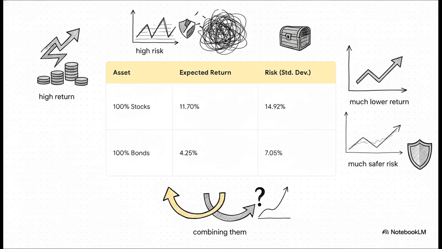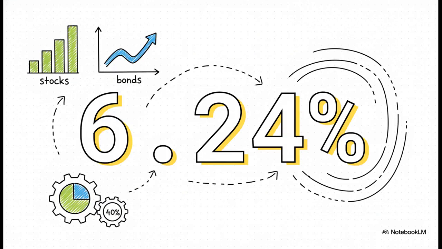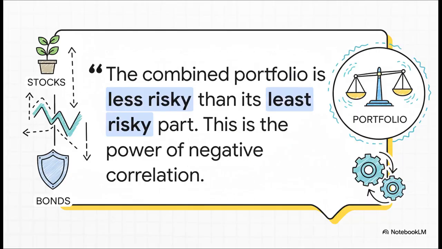So what happens when we mix them? Well, if we build a portfolio that's 60% stocks and 40% bonds, the combined risk suddenly drops to just 6.24%. I mean, look at that number again. Let that sink in for a second. That's right. The combined portfolio is actually less risky than just holding 100% bonds, which was supposed to be the safe asset. How is that possible?